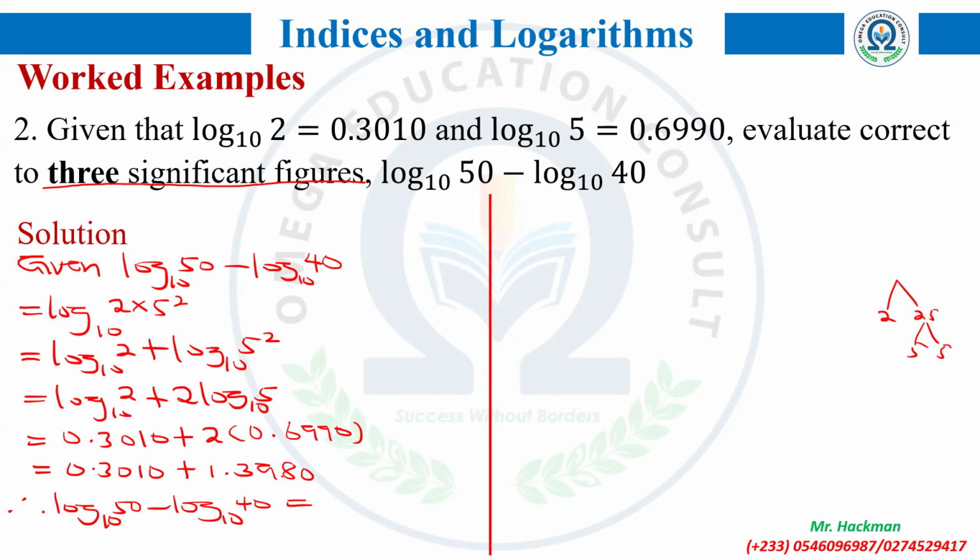It will be 0.6990. Oh, sorry, 1.6990. No, 1.6990. Yes, 699. Okay, so 1.6990.